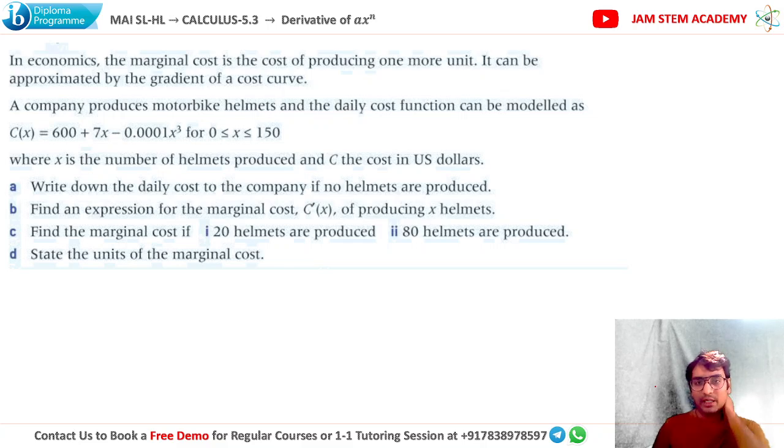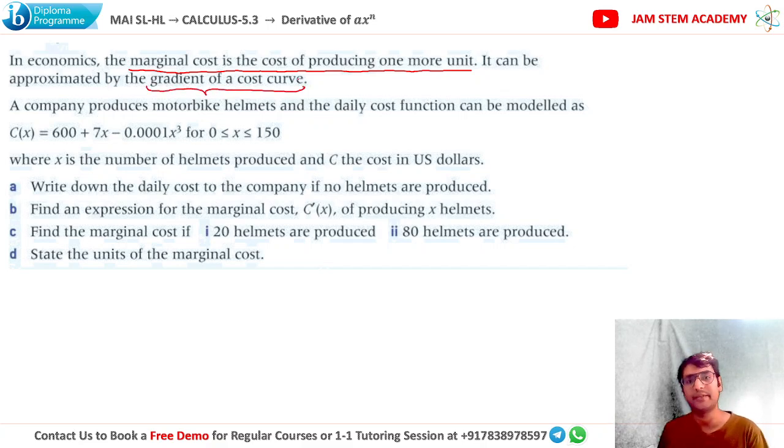So let's solve a real life, application based problem on this derivative using the same rule. In economics, the marginal cost is the cost of producing one more unit. This point is very important. Marginal cost is the cost of producing one more unit. It can be approximated by taking the gradient of the cost curve. So in order to find the marginal cost, we will take the derivative.